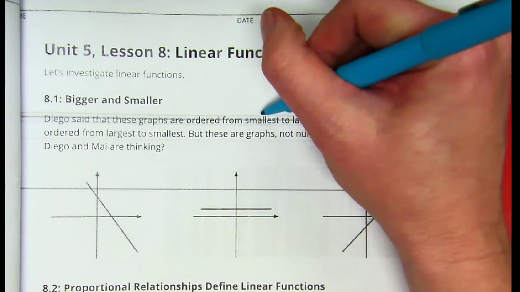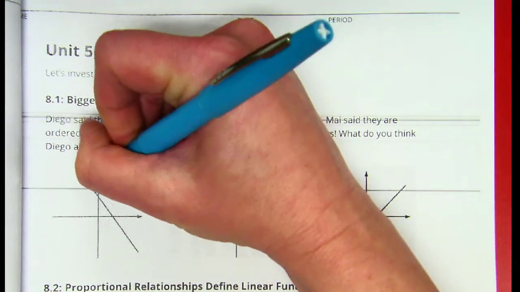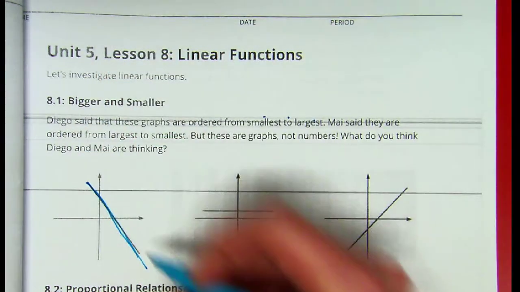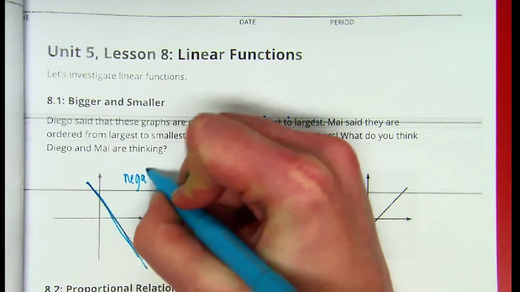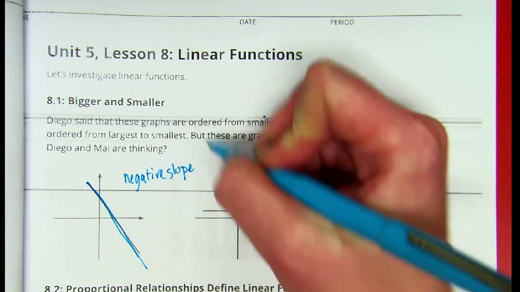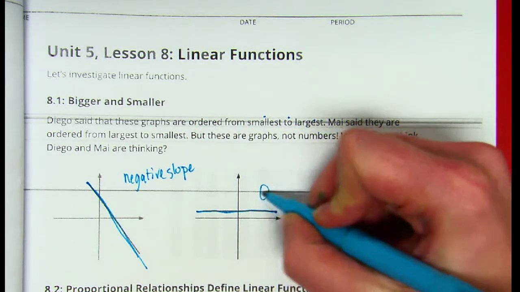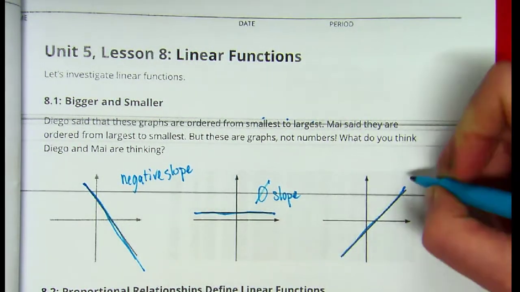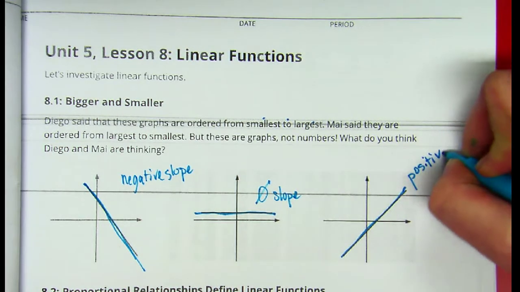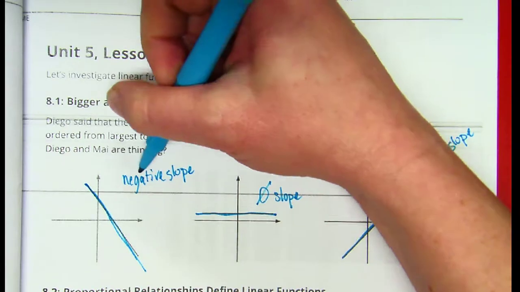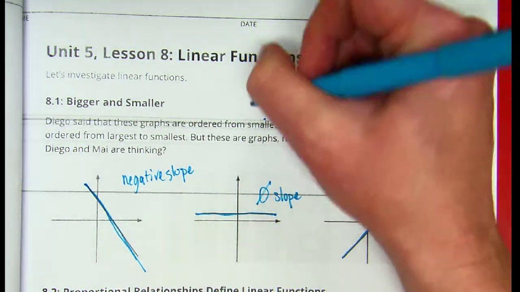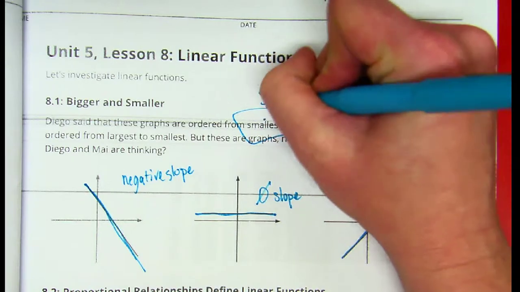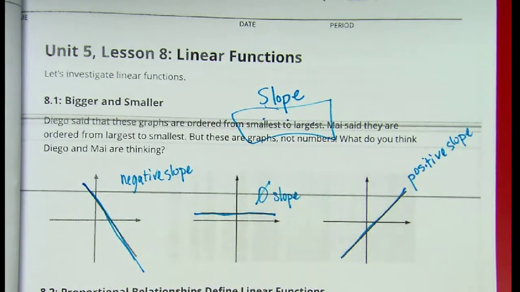Diego is correct. He says smallest to largest. The slope of this line is a negative slope. The slope of this line is 0. There is a positive slope for this particular one. So if we went from a negative slope to a 0 slope to a positive slope, Diego is correct if he is talking about slope. However, May could also be correct because she's not talking about slope.